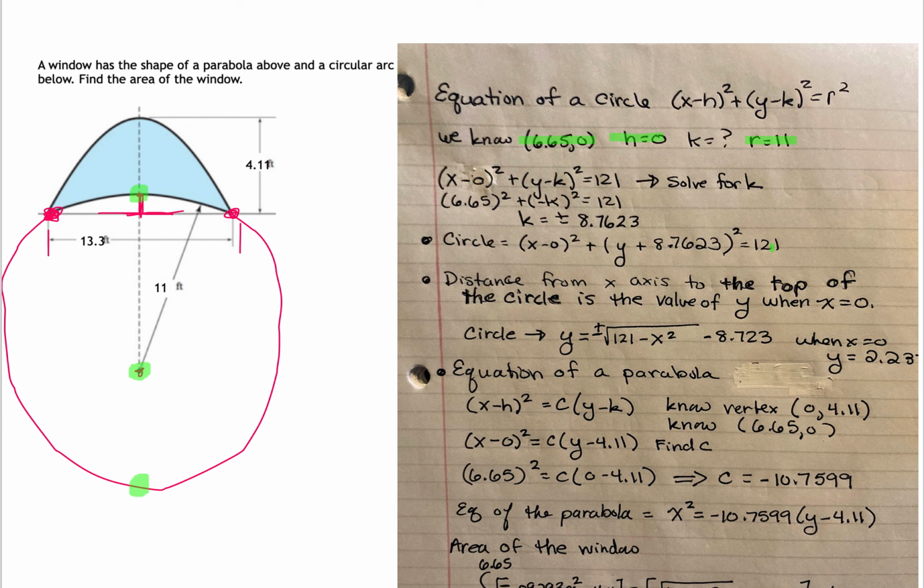Now, to find the distance from the x-axis to the top of the circle, we're going to use this equation. I'm going to solve this equation for y. And when I do that, I'm going to get y is equal to plus or minus the square root of 121 minus x squared. And then outside the square root is minus 8.723.